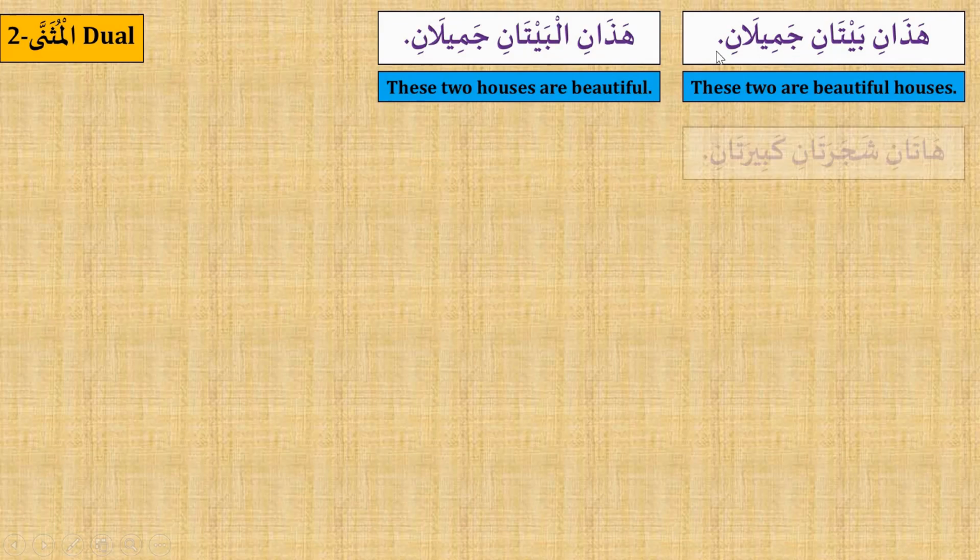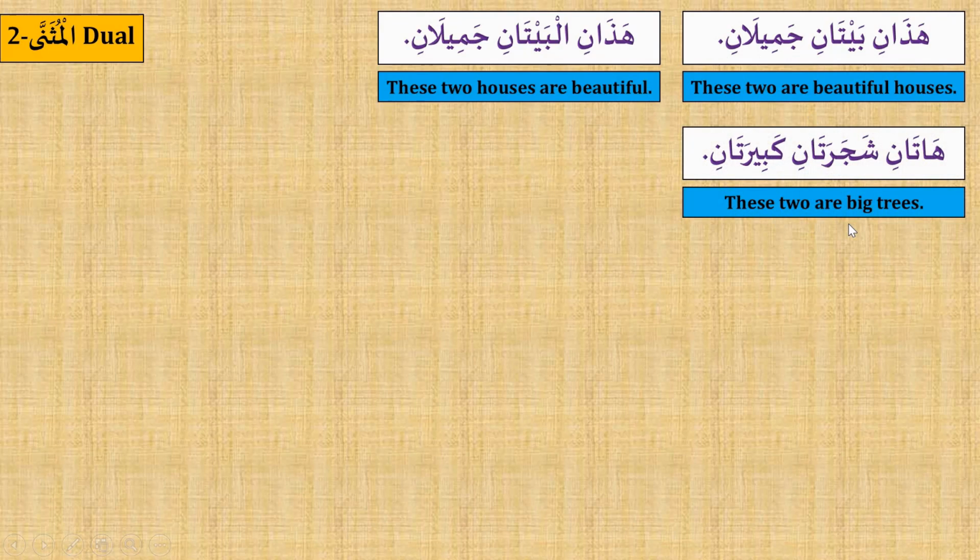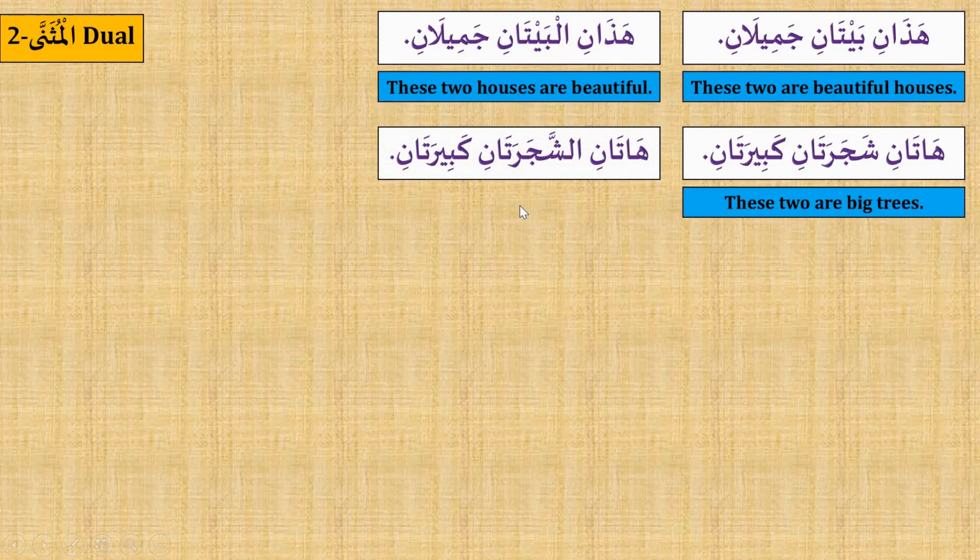Example for feminine: هاتان شجرتان كبيرتان. These two are big trees, and it will be هاتان الشجرتان كبيرتان. These two trees are big.